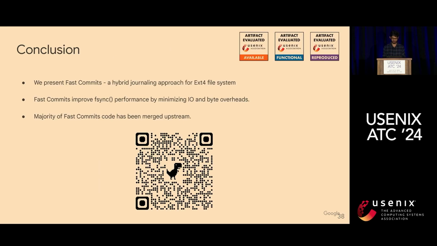So to conclude, we present fast commits, a hybrid approach to journaling in file systems. Fast commit improves fsync latency and thereby improves the end application performance. The majority of the FastCommit code has been merged upstream, and the remaining 10% of lines of code are being actively reviewed. This QR code links to one of the main files that we contributed upstream.